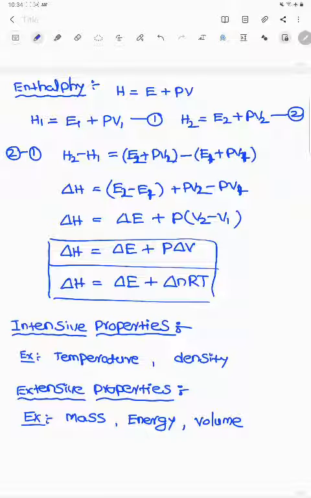Intensive means the properties which are independent of the amount of the substance present in the system. Example, temperature, density. Extensive properties means the properties which depend upon the amount of the substance present in the system. Example, mass, energy, volume, etc.